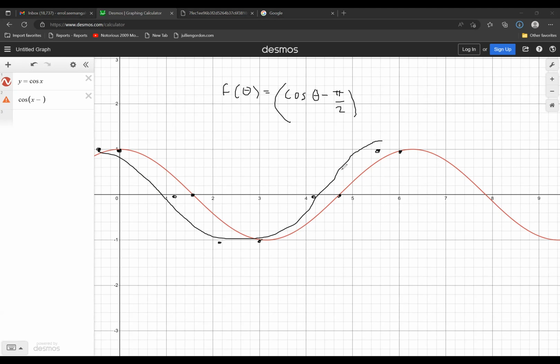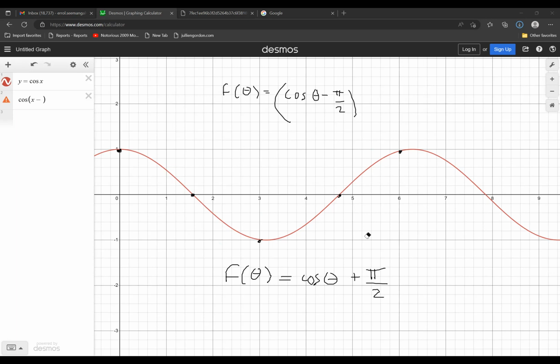Now, if this was f of theta equals cos theta plus pi over 2 on the end like that, what does that graph look like? It goes up pi over 2. Exactly. There you go. Take those 5 key points and just shift them up pi over 2. So just make a mental note. If it's on the inside, it's left or right. If it's on the end, it's either up or down.